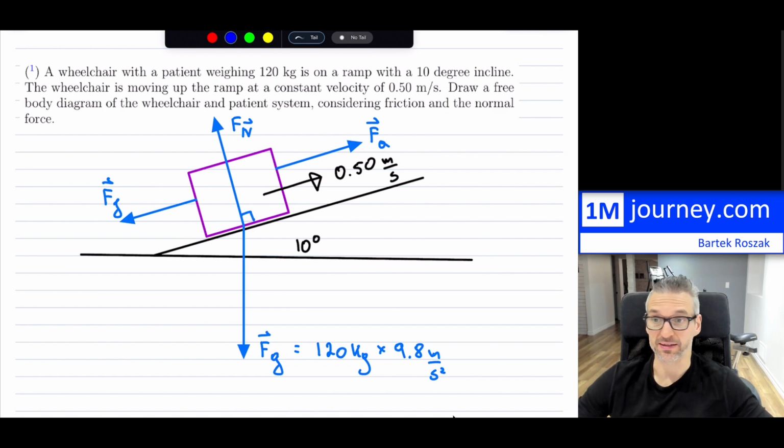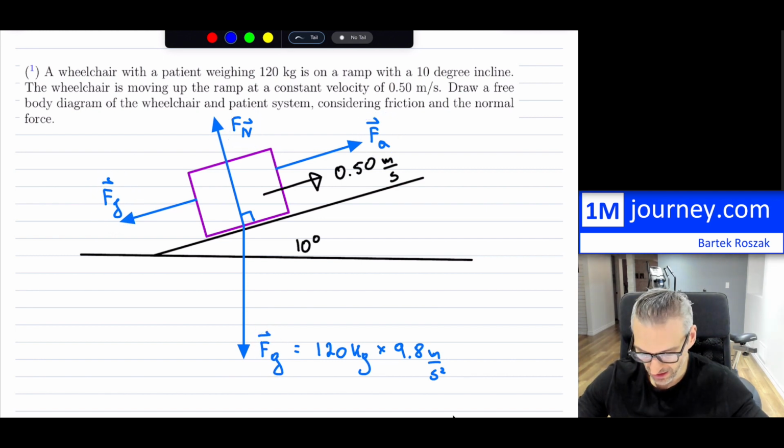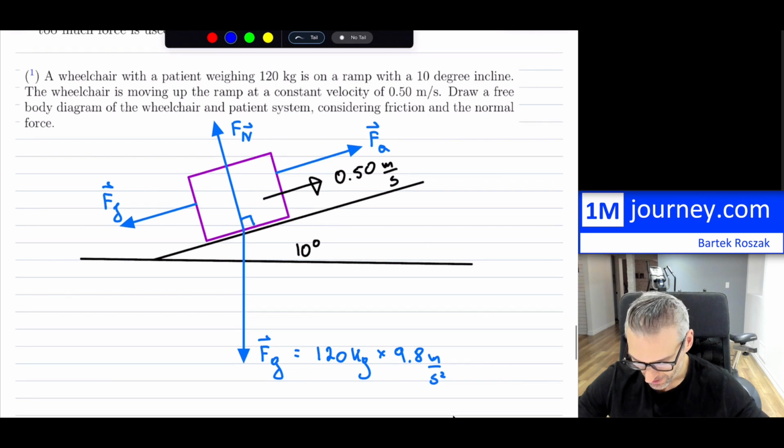And that would be it, okay? So those are the forces. So force of normal, force of gravity, the force of friction, and then the applied force. And then we don't really have to calculate anything in here. This is more a visual picture for ourselves to be able to understand the forces.